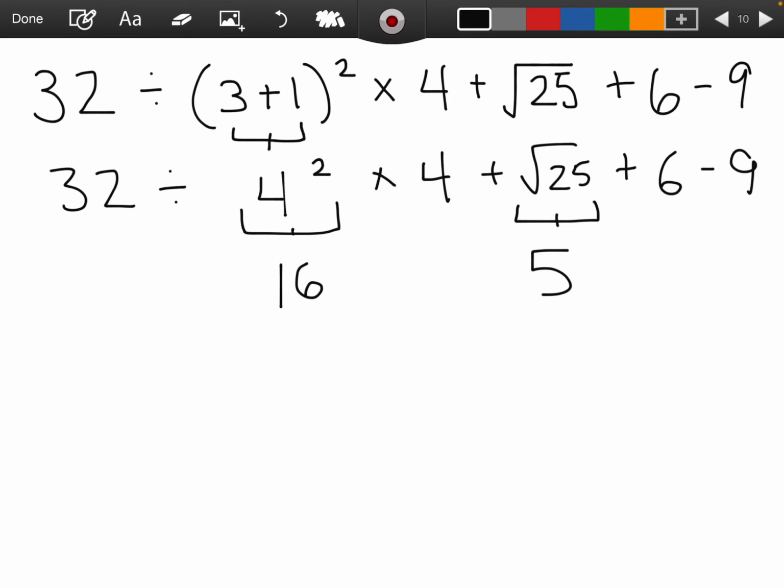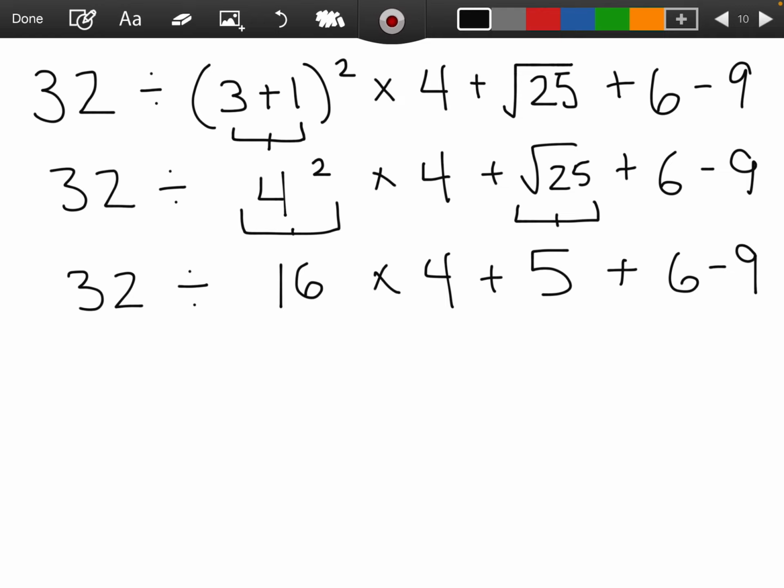So technically, just for the sake of not making this problem longer than it should be, I'm just going to do them in the same step, but if you want to do it step by step each one, you can do that too. So we simplified our exponent and our roots. We can bring down the rest of the numbers. And now we're left with 32 divided by 16 times 4 plus 5 plus 6 minus 9.